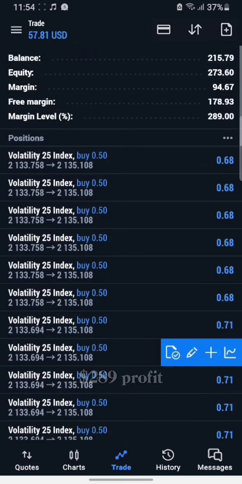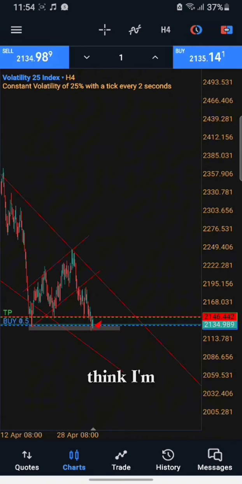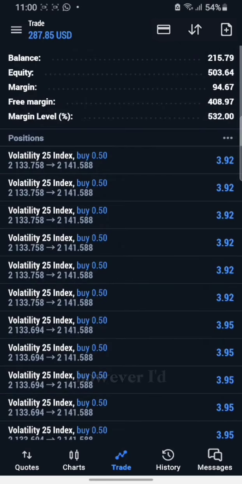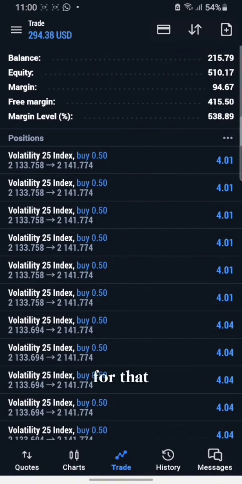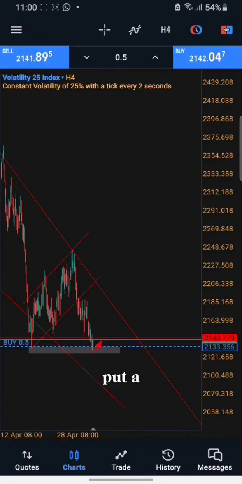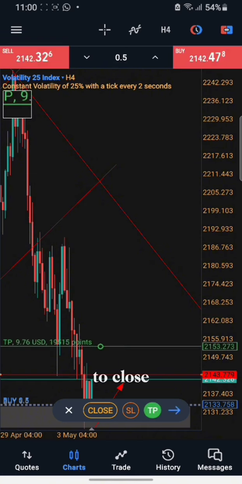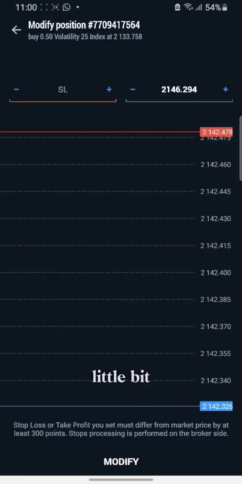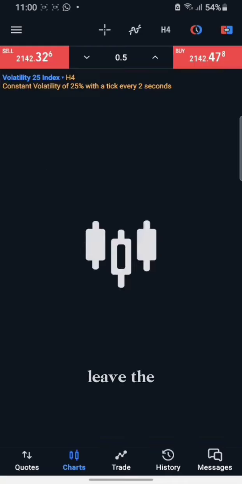After some time, we're in $289 profit, which is a lot. I'm excited. I think I'm satisfied with this because the market has no guarantee that it is going to continue going up. However, I had enough evidence that the market was going to buy for that moment. If you want to put a TP, you can just put it at that level, but it is very risky. So for those who would want to close, this is the time to close, and I think I'm just going to close. Well, I'll wait a little bit longer and see if I can maximize a little bit, and then I'll just leave the market.